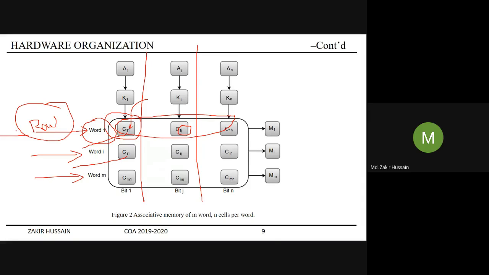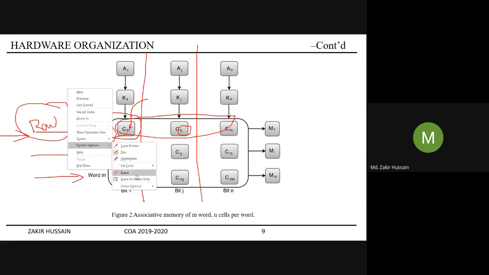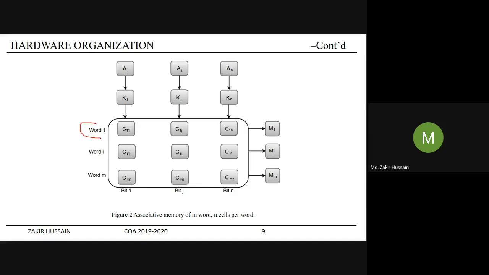In this row, you see the row first here. Row means the word itself. Let me clear this. This word itself is, let us say, a row. This is row 1, and this is row i. Likewise here is row m. So in each row one word is there. In one word, a few bits are there.